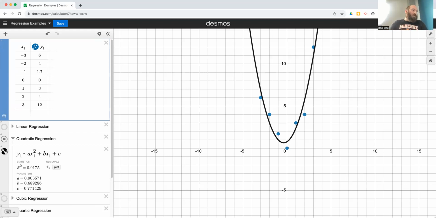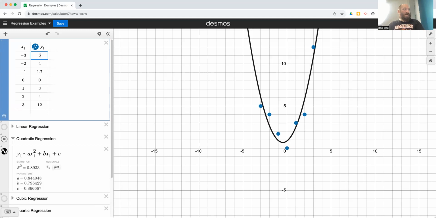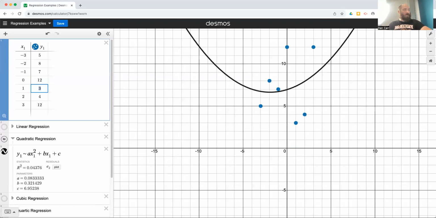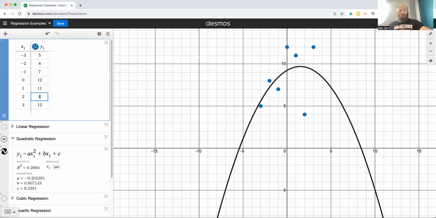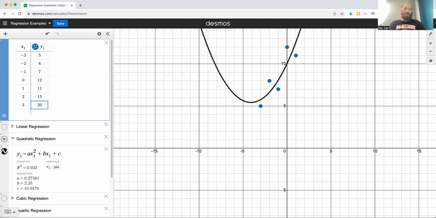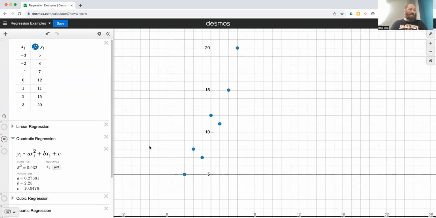If something looks pretty close to linear, we can compare the two if I do something like this. Let's say I go, let's go with 5, 8, go 7, and we can go 12, 11, we'll go 15, whoops, too much, 15, and then we'll go 20. So if you look at that graph, if I take off that quadratic, it looks more linear. So that's why I'll do a linear regression.